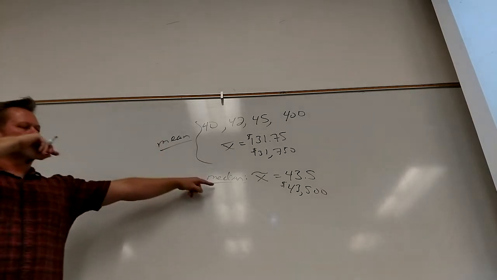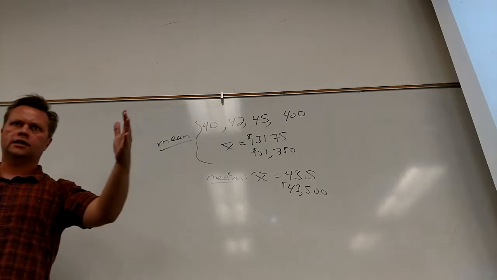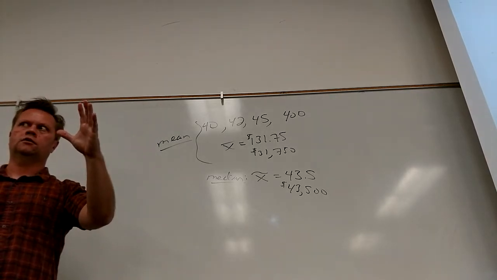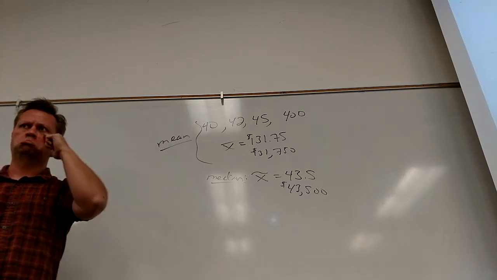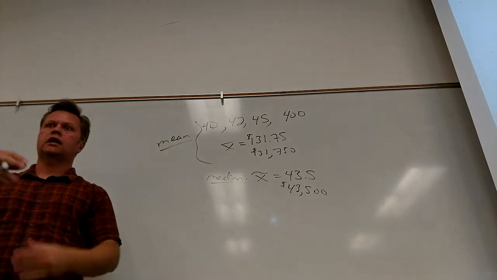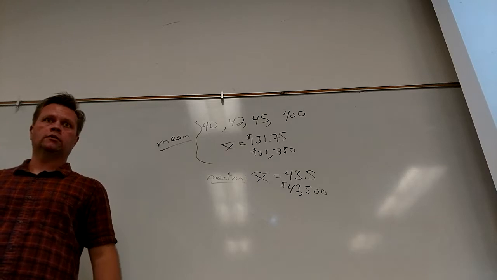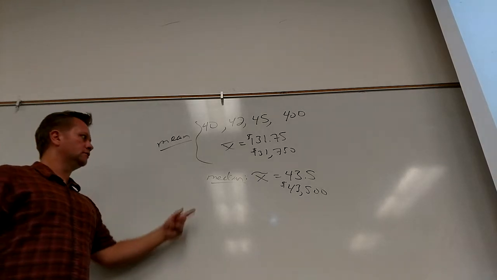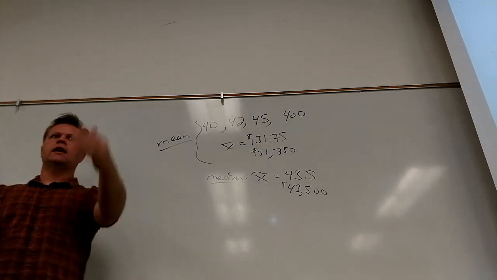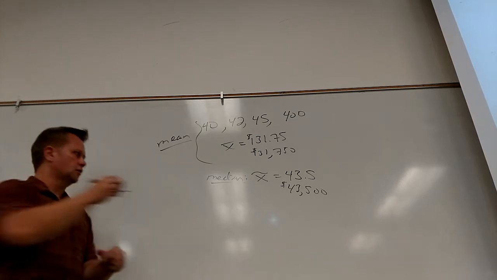Now, what kind of sucks about these two is neither one of these works with qualitative data. Right? What's qualitative data? Categorical. Right? Like hair colors or types of cars. Can you find the average hair color? No. Can you find the median type of car? No. Doesn't make any sense. The next thing works with both quantitative and qualitative, and it's called the mode.